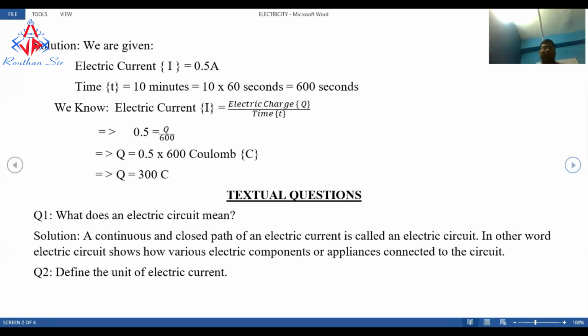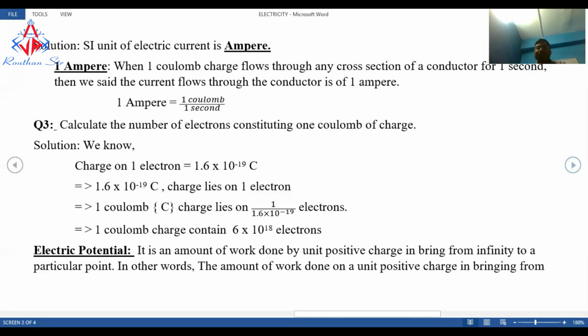Now, the second question is, what is the unit of electric current? Here again we talk about the SI unit of electric current. The SI unit of electric current is ampere. We already defined what we mean by 1 ampere. When 1 coulomb charge flows through any cross section of a conductor for 1 second, then we say the current flowing through the conductor is 1 ampere. 1 ampere is equal to 1 coulomb upon 1 second.